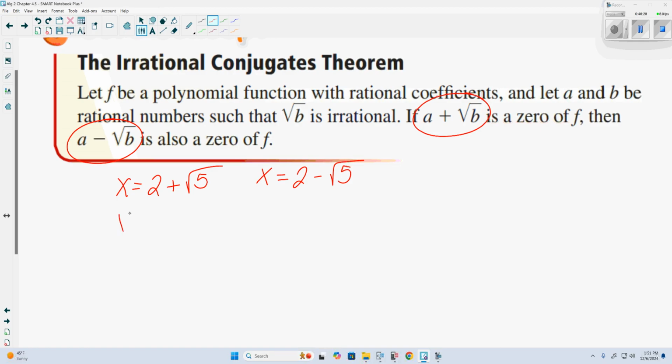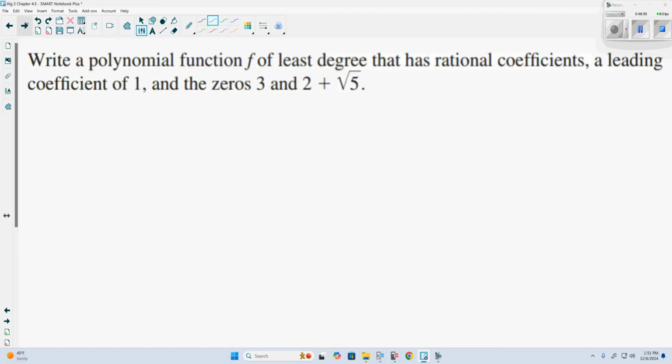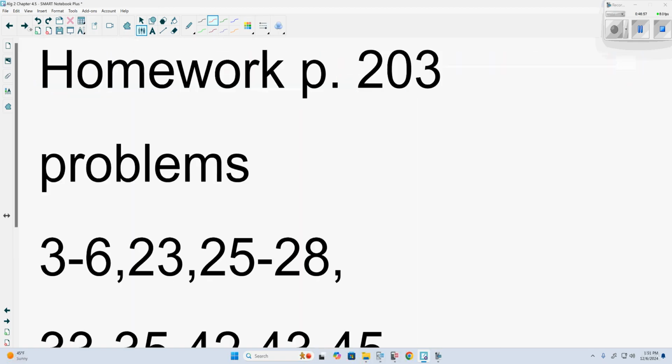It also means that if I said x is equal to negative square root of 19 is a solution, a value that works for this here, well, it means that x equals square root of 19 is also a solution. We have to have the positive and negative with these radicals. They always come in pairs of 2. Okay? But that's where we'll stop for that there.